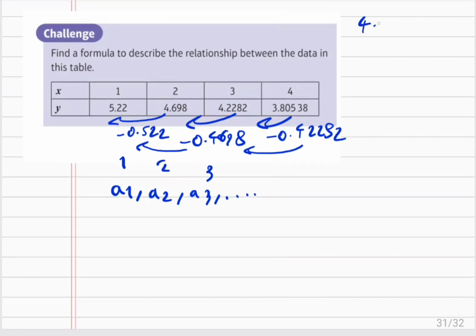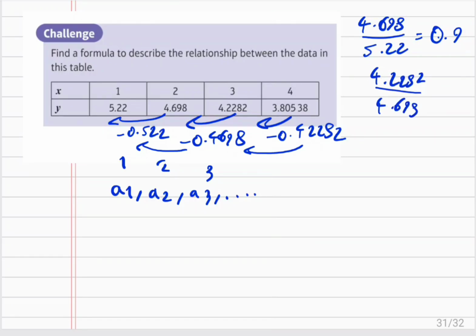If we do 4.698 divided by 5.22, then we get exactly 0.9. Next, 4.2282 divided by 4.698, again 0.9. And if we try this for other terms, the fourth term divided by the third term is still 0.9. So this is therefore a geometric sequence.